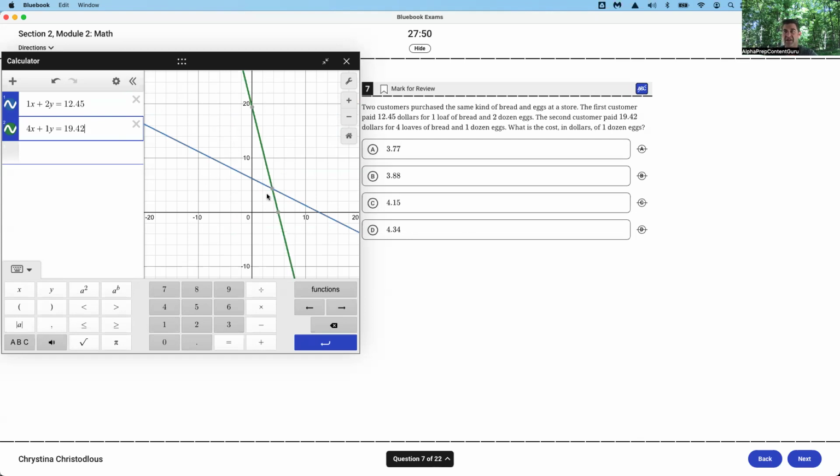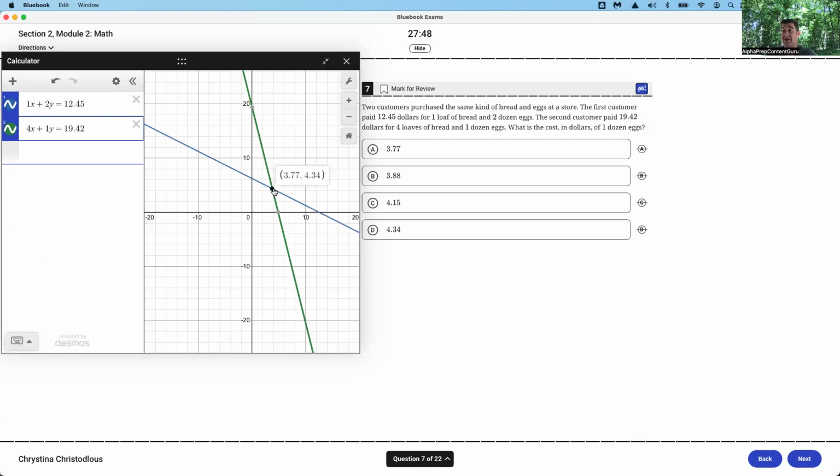$19.42. If I click on where they cross, I don't even know if that's what I'm looking for. What is the cost in dollars of 1 dozen eggs? Our eggs are the Y value, so it's 4.34. The answer is D. Look at A as a trap. That would be the cost of each loaf of bread. But these are the X and Y values that make both equations work at the same time. So it is definitely the case that this is the cost per loaf of bread and this is the cost per dozen eggs. The answer is D.